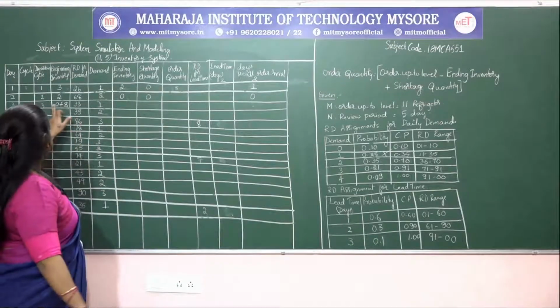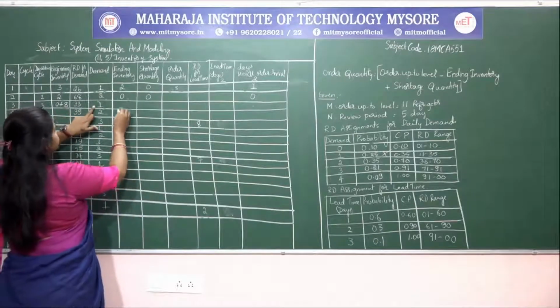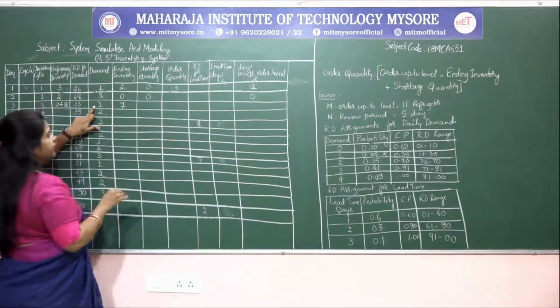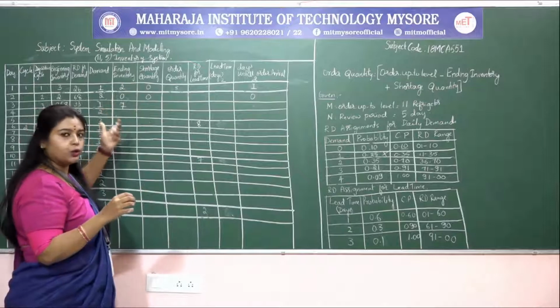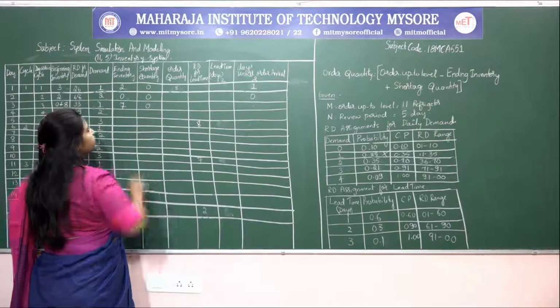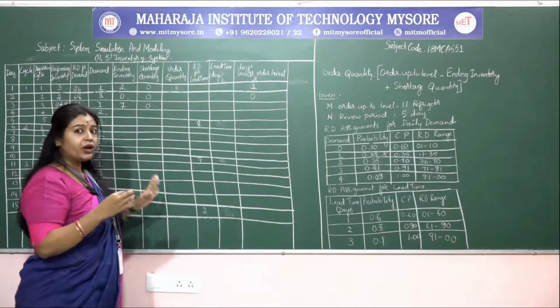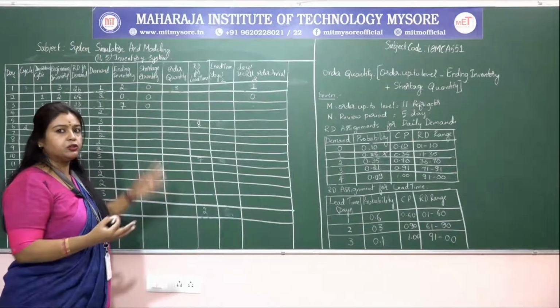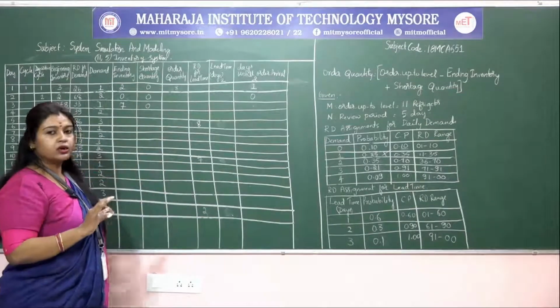Okay, next day, so on the third day, what is the demand? Only 1. So 8 minus 1 is 7 refrigerators, the ending inventory. Is there any shortage quantity? No, right? So there is no shortage quantity. So we are not going to touch this order quantity. Why? Because only on every 5th day we need to check. So because of that reason we are not going to touch this column.